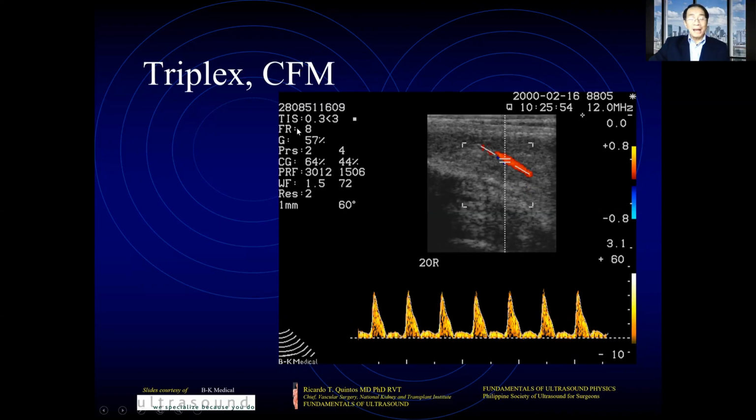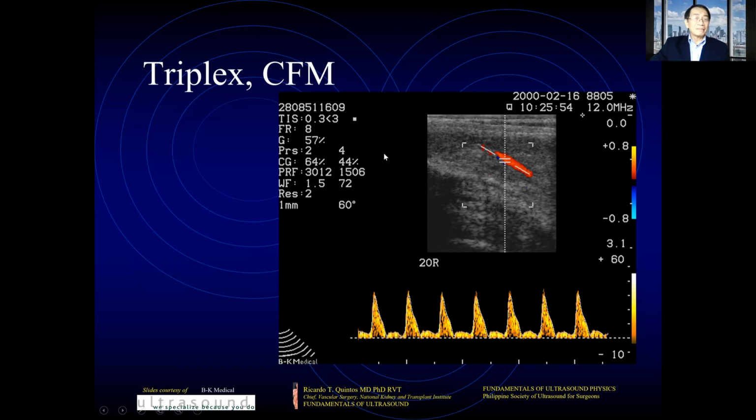If you have a triplex with a color flow mode, then you will have a machine that will give you the bidirectional indicator of a red and a blue. And you will still also have the grayscale, and you will also still have the frequency spectrum, all moving in real time at the same time in your triplex machine.